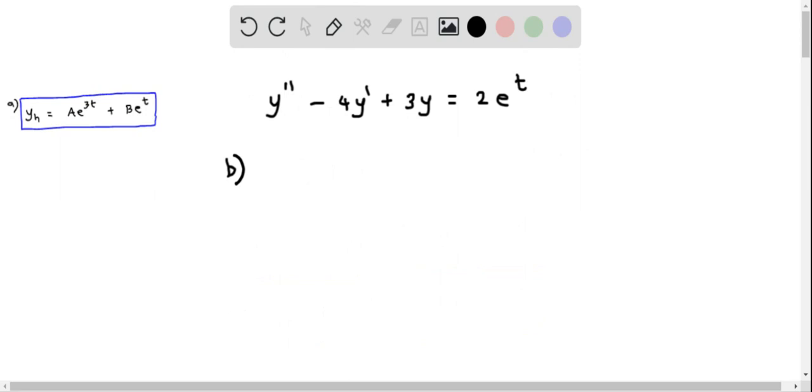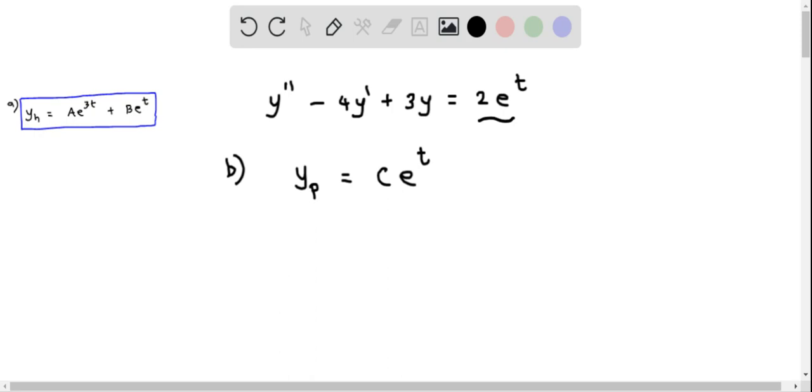In part B, we determine the particular solution of the non-homogeneous differential equation. So for that, we should first write down the particular form of this differential equation. So we write yp, this equals, since we have already utilized the two constants a and b, I'm going to use another constant c multiplied with e^t. This we write according to this right side expression.